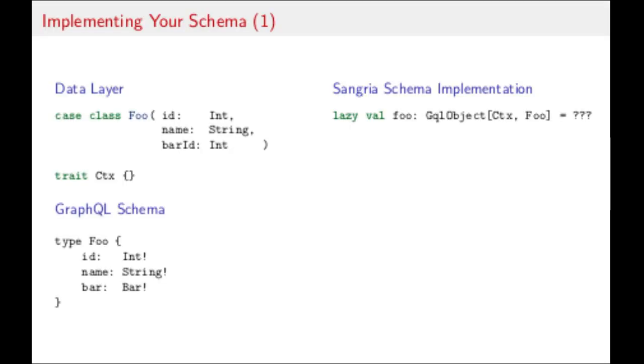So now, implementing your schema. So here we have our data layer. I took bar out of here. We're going to focus on foo for a minute. Bar is still there. I'm just not looking at it. Also, we have our GraphQL schema.